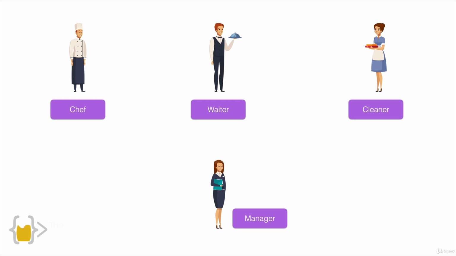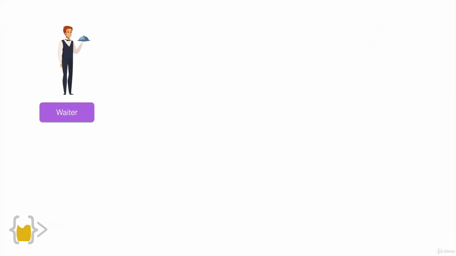Now, the reason why object-oriented programming is called that is because it's trying to model a real-world object. So let's say that we are creating a virtual restaurant. Well, in this case, we probably have to model a virtual chef, waiter, cleaner, and manager. So let's say that we were going to model a waiter.